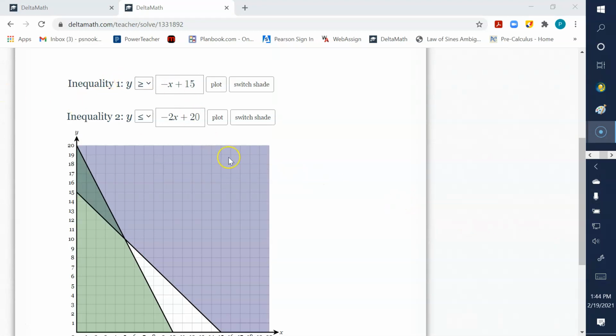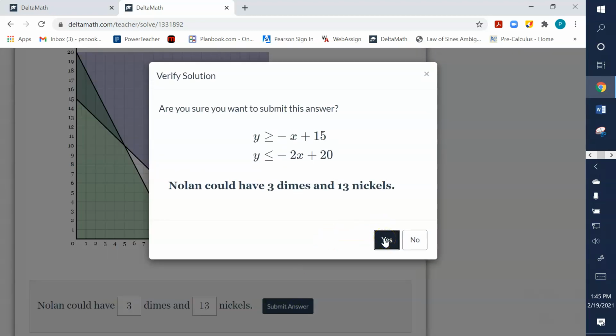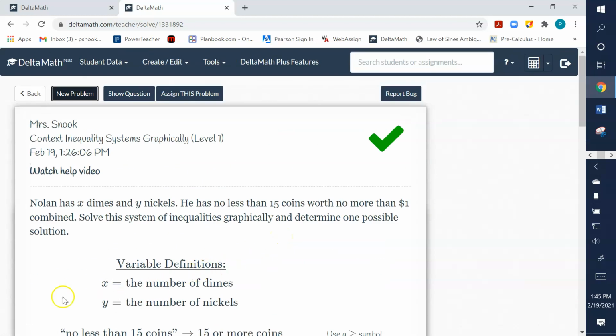Okay. So picking our point. I can go anywhere in that green. I changed my mind. How about, let's do 3. And if I do 3, 1, 2, 3, that looks like 13 nickels. And there we have it. Got our green check mark on that one.